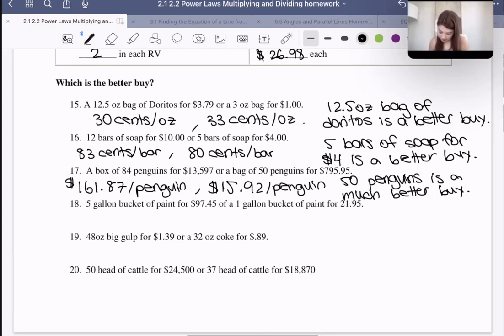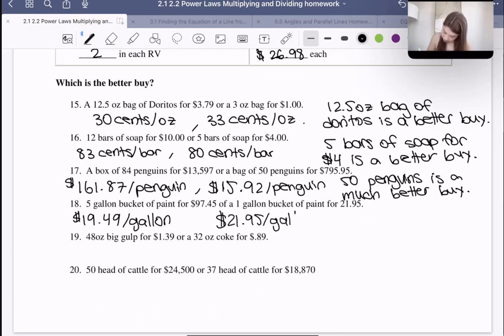5-gallon bucket of paint for $97.45, or a 1-gallon bucket of paint for $21.95. Well, let's see. In this case, 97.45 divided by 5 is going to give us the amount per gallon. So that's going to be $19.49 per gallon. And then the second one is actually already at a unit rate. It's saying for one gallon, it's $21.95.